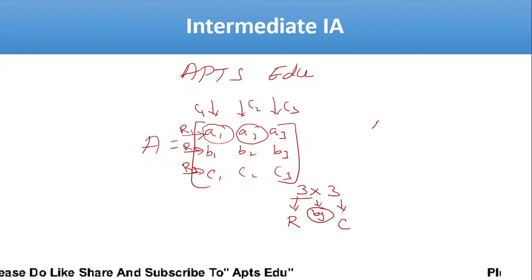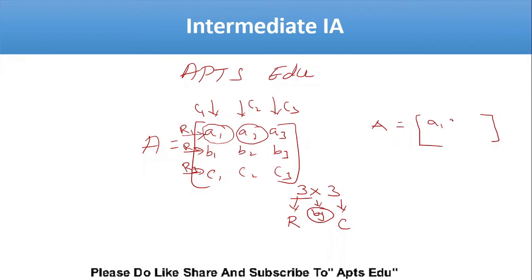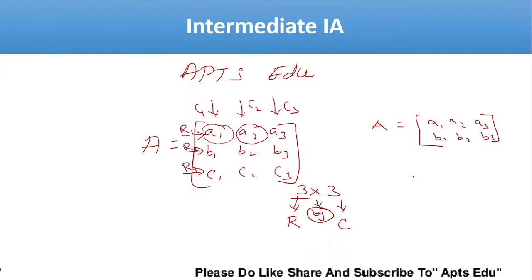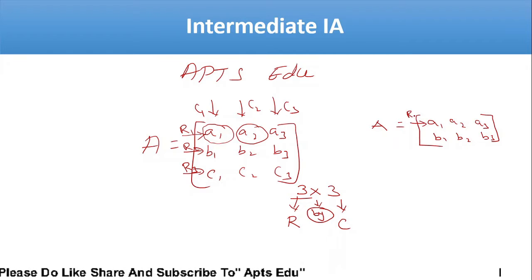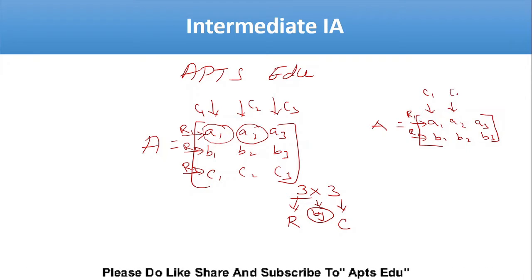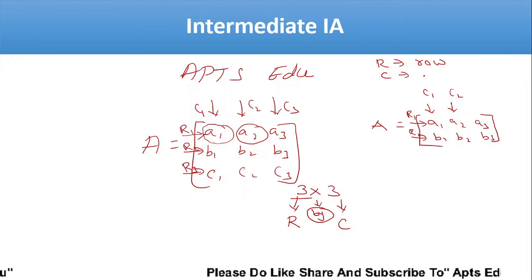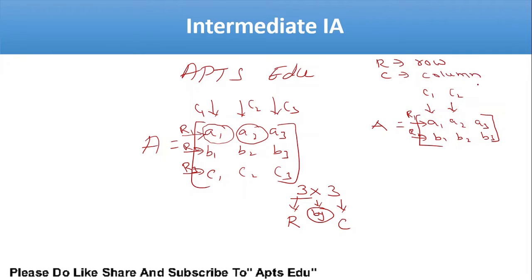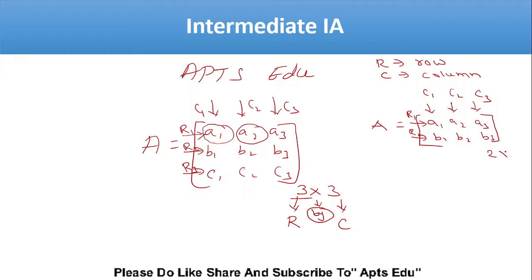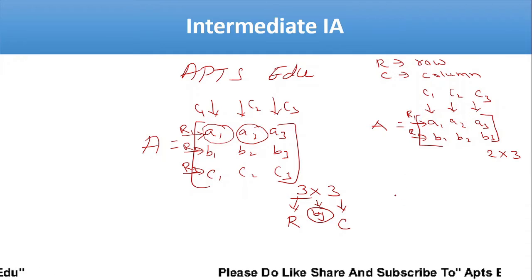We'll see one more example. A1, A2, A3, B1, B2, B3. In this, if you see, it is R1, row 1, row 2. R represents row and C represents column. So how many rows do we have? 2 rows. And how many columns do we have? 3 columns.